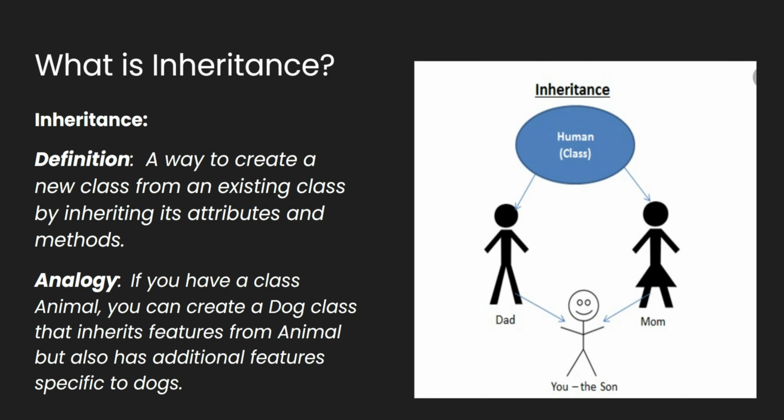What is inheritance? A way to create a new class from an existing class by inheriting its attributes and methods. For example, if you have a class Animal, you can create a Dog class that inherits features from Animal, but also has additional features specific to dogs.